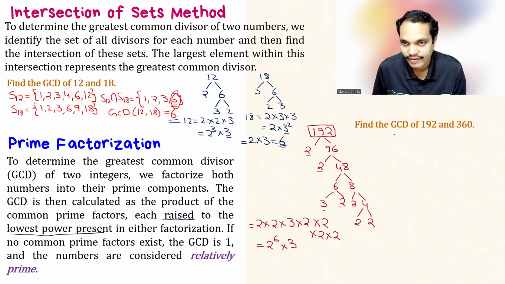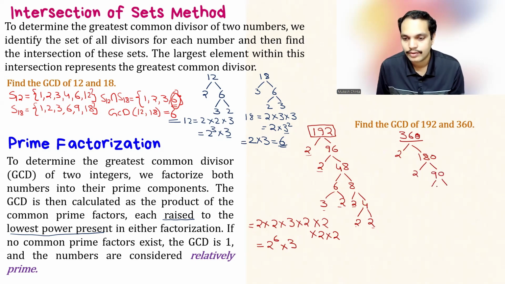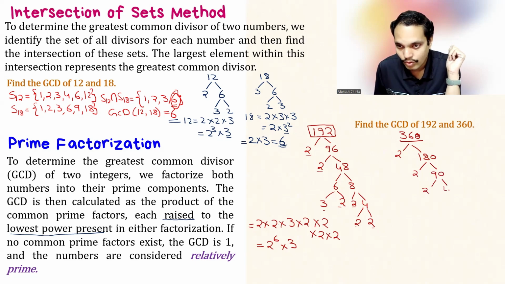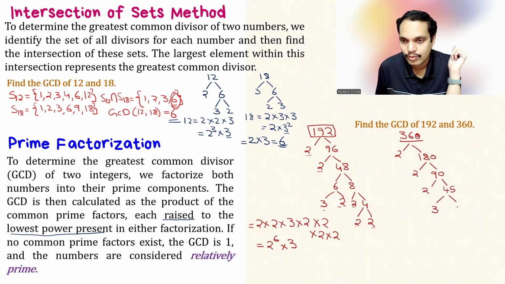Let me do the same thing for 360. Now 360 can be written as 2 into 180. 180 can be written as 2 into 90. 90 can be written as 2 into 45. 45 can be written as 3 into 15. So 3 is a prime factor. 15 can be written as 3 into 5. So now we have broken down all of them into prime factors.